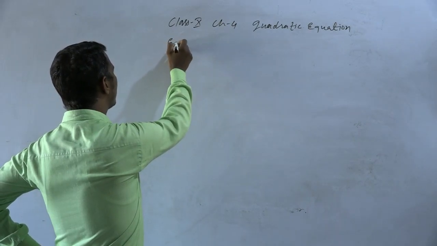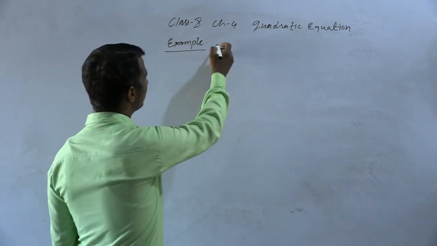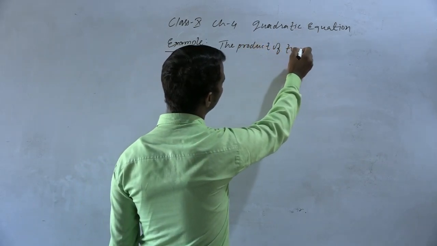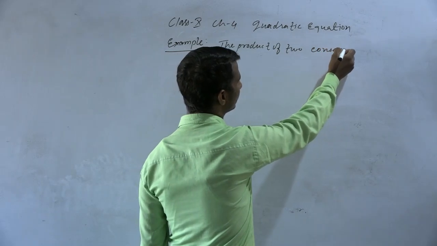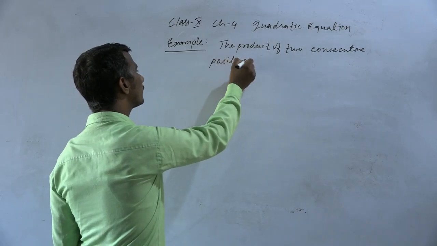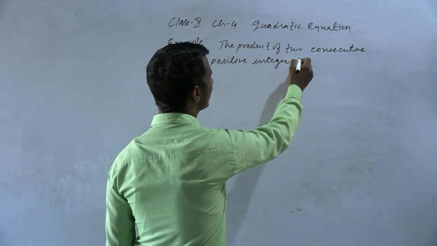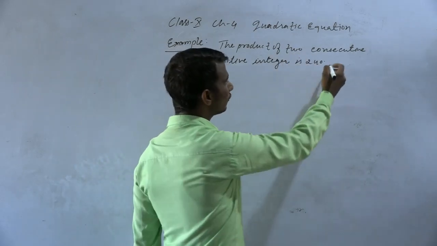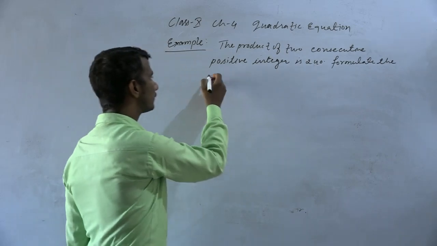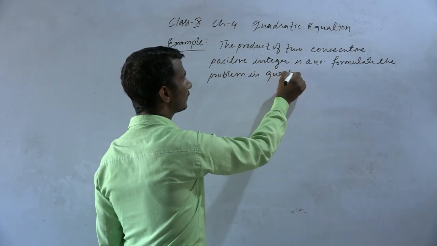I am writing here an example. The product of two consecutive positive integers is 240. Formulate the problem as a quadratic equation.